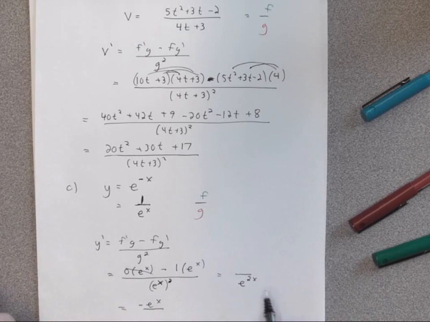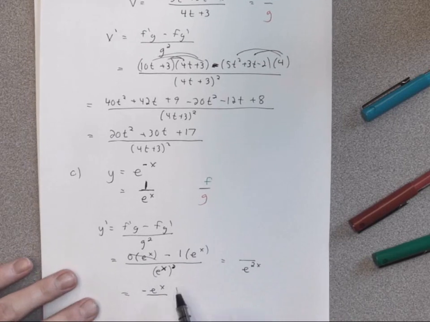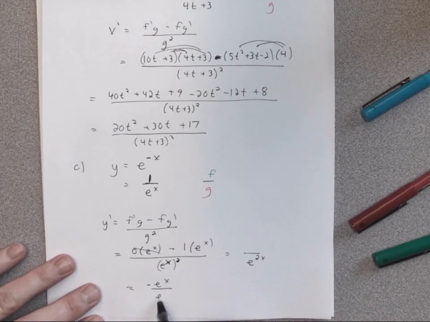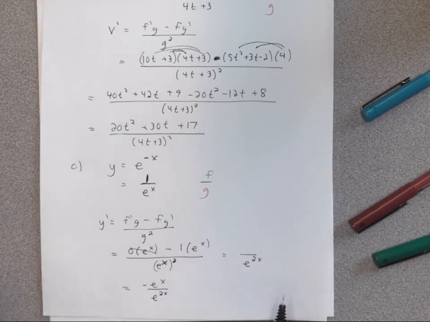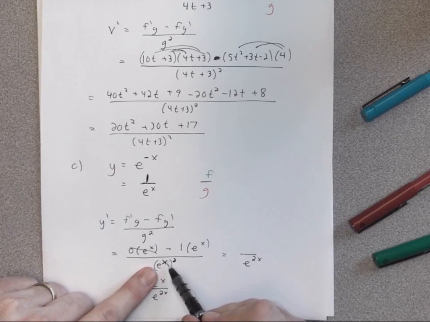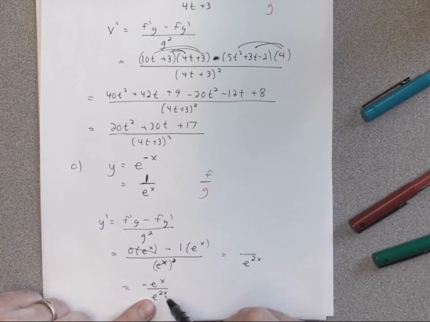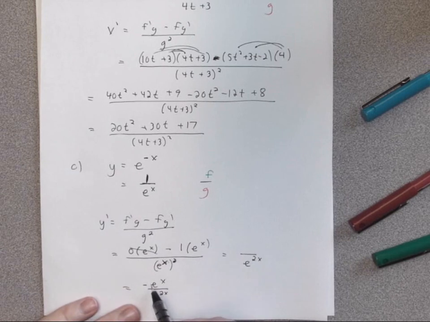But sometimes if you write it as e to the 2x, you might not see that there's an e to the x down here, and there are two e to the x's here. So notice how they have the same base. They have the same base as e.